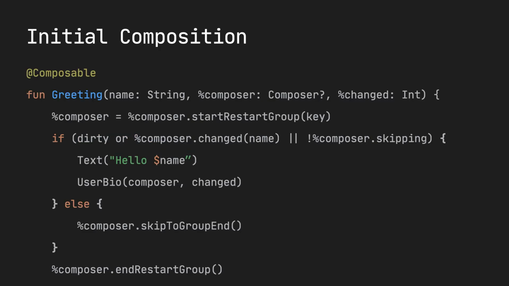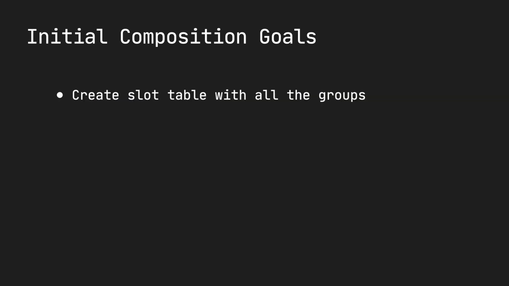So let's look at what each of the lines in this method is doing. What is this generated code doing? It's hooking into the runtime, but what's the goal? The first goal is to be able to create all the groups for it. So I need to be able to create something called a restart group.